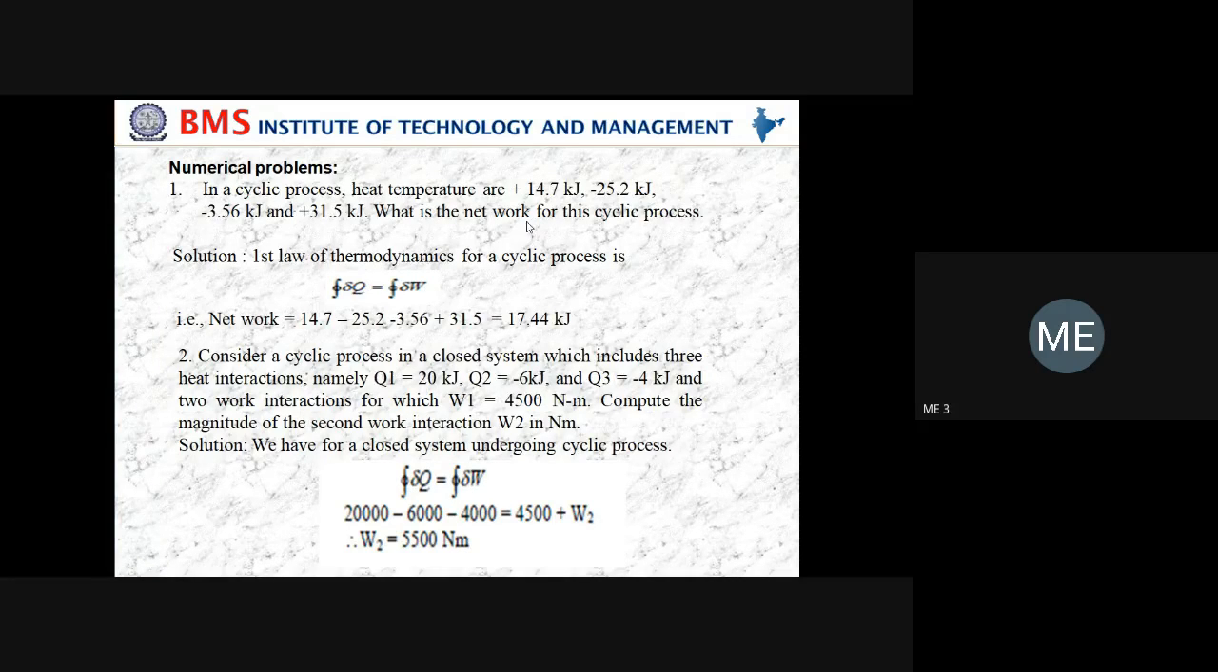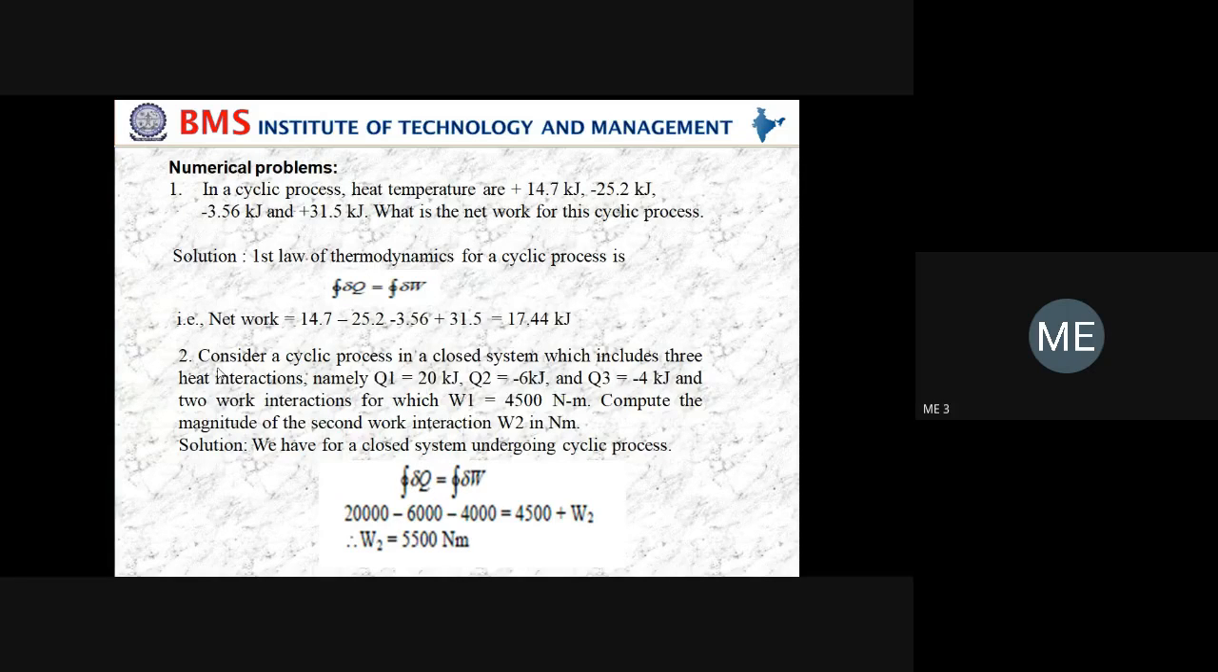As I said, Q minus W equals delta E, and cyclic integral of dQ equals cyclic integral of dW. This you should remember for a cyclic process. Okay, now consider the second problem. First, I am solving the simple problems. Try to understand. Nothing is there except plus and minus, but you should be very careful in sign convention.